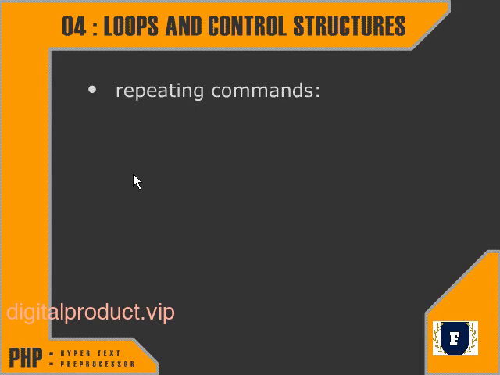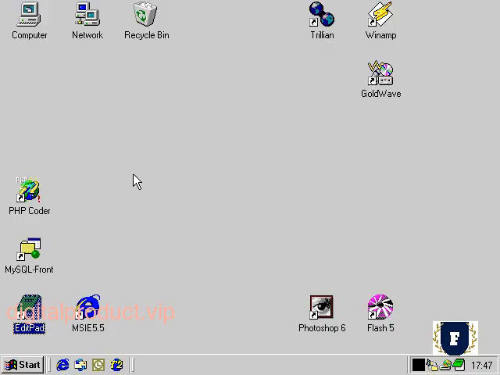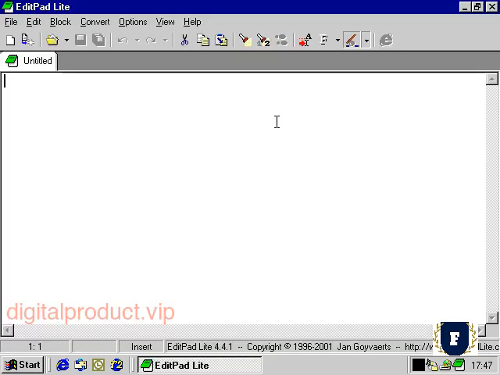First of all, we're going to look at repeating commands using the for loop, and then the while loop, and then we're going to look at another kind of loop known as the do while loop. Then we're going to look at escape commands, such as break, which we touched on briefly in the last chapter, and exit, which allows us a way of escaping completely from our PHP script. Let's take a look at our text editor and try a for loop.